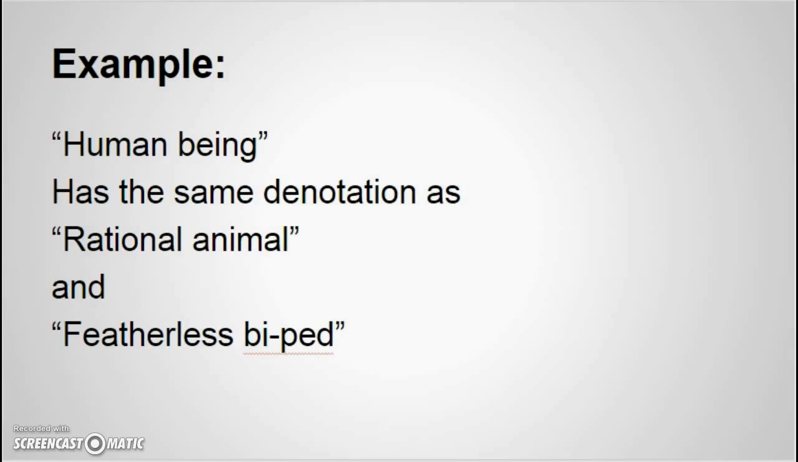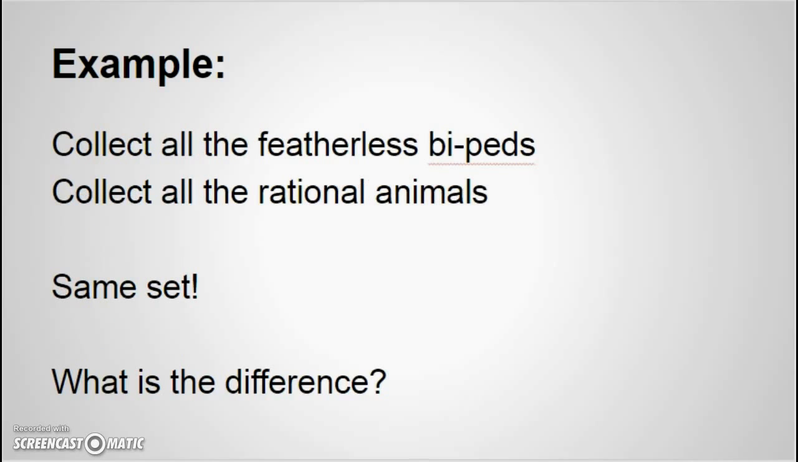Here's another example. We've got the phrase human being, and the phrase human being has the same denotation as both the phrase rational animal and featherless biped. You can think about it this way. Collect all the featherless bipeds together. Then collect all the rational animals together. It'll turn out that it's the same set. You'll have collected all human beings together.